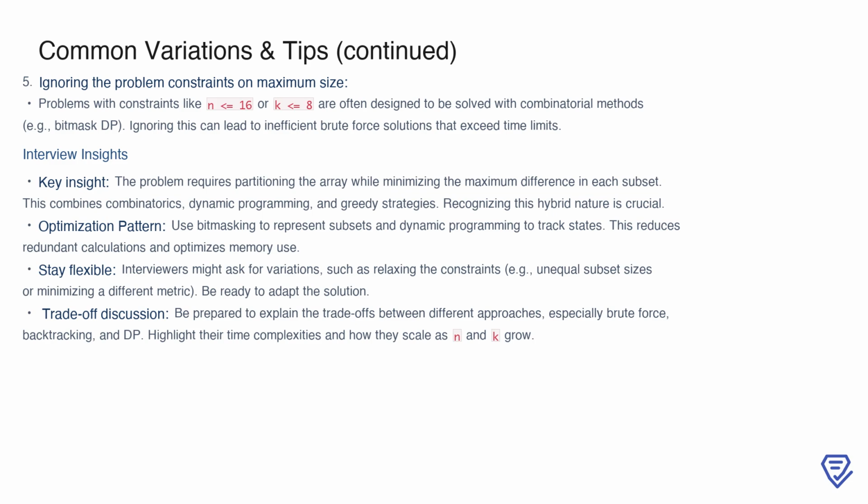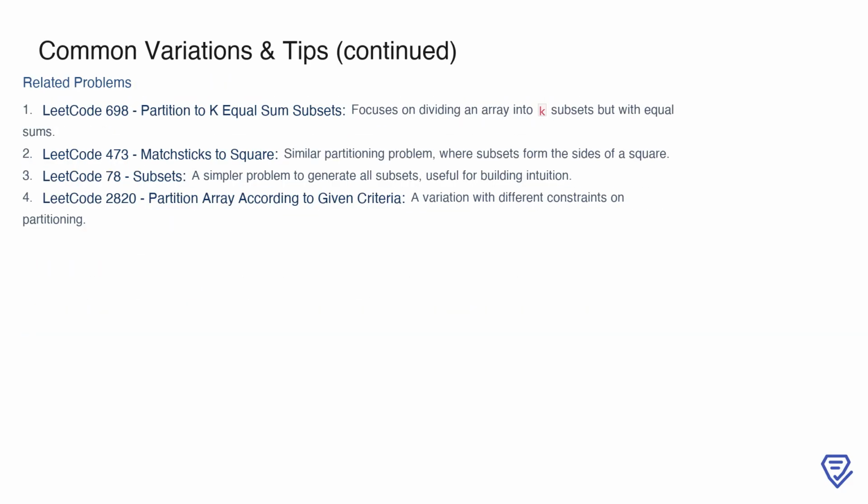Lastly, be prepared to discuss trade-offs between different approaches, like brute force, backtracking, and dynamic programming. Highlight their time complexities and scalability as n and k grow. This problem shares similarities with other partitioning problems, which can help you build intuition and refine your approach. For instance, in LeetCode 698, Partition to K Equal Sum Subsets, the goal is to divide an array into k subsets, but with equal sums instead of minimizing incompatibility.